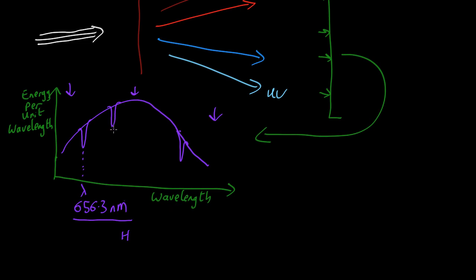And you can look up other lines. Once again, compare them to the list of wavelengths in the lab and work out what elements are present in the star or galaxy or whatever it is you're looking at. There's a lot more to spectra, but that's all you need to know for the moment.